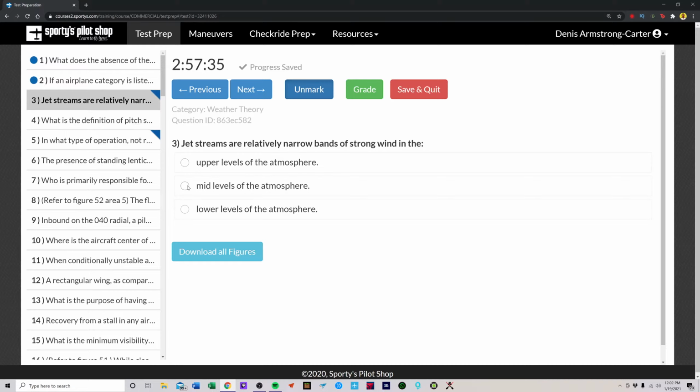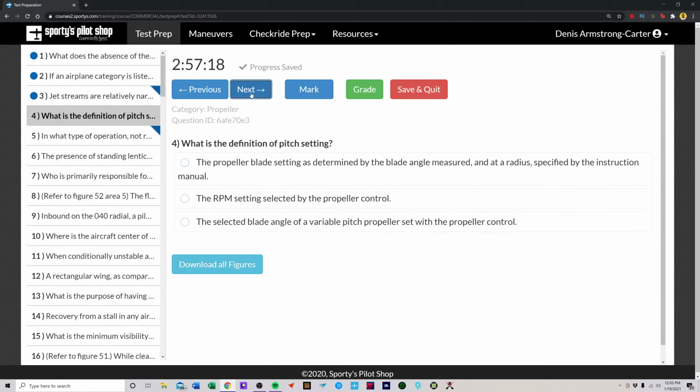The mid levels. I'm gonna say upper levels of the atmosphere. I marked it, but I'm not sure exactly which one this is. We will see which one it is. I marked it. I'm not gonna unmark it yet. If anyone knows the answer to this question, go ahead and put it in the chat. That would be great. Otherwise, we'll keep going.